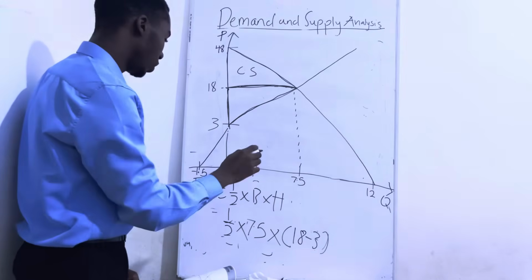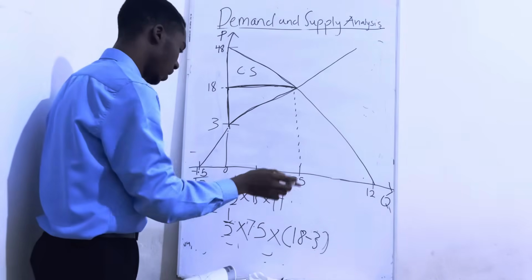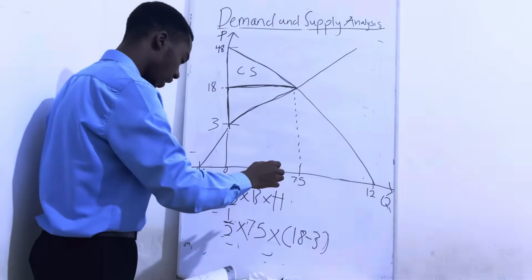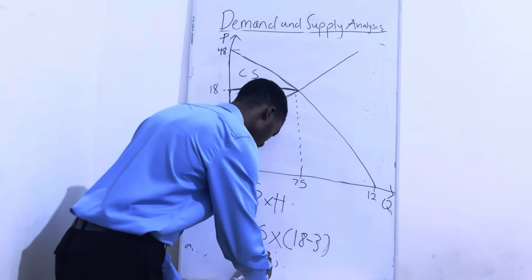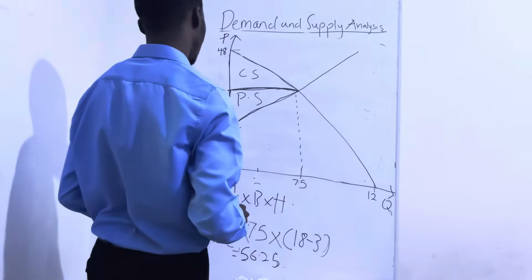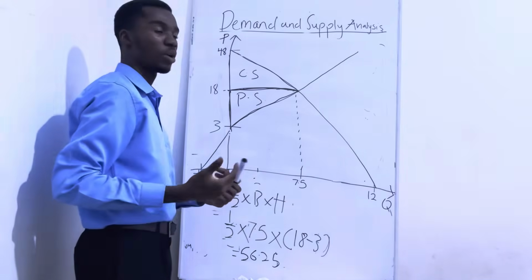So 1 over 2 times 7.5 times 18 minus 3. And when you do that, you should be getting 56.25. So that is your producer surplus. So that's how you go about it.